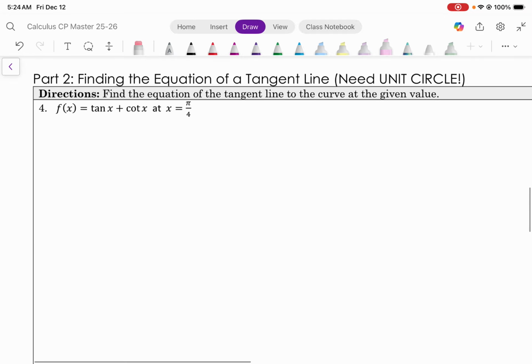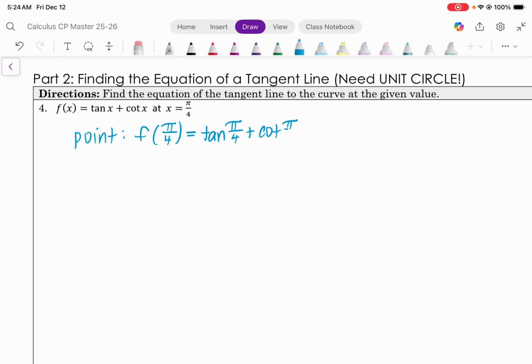Welcome back. After doing that, you should now be able to write the equation of a tangent line. This is no different than what we've done in all our other units. So here's what we're going to do. There are 2 things you need in order to write the equation of a tangent line. You need a point and you need a slope. So let's start with the point. The point means you take the x value I give you and plug it directly into the equation that was given. So that would be the tangent of pi over 4 plus the cotangent of pi over 4.